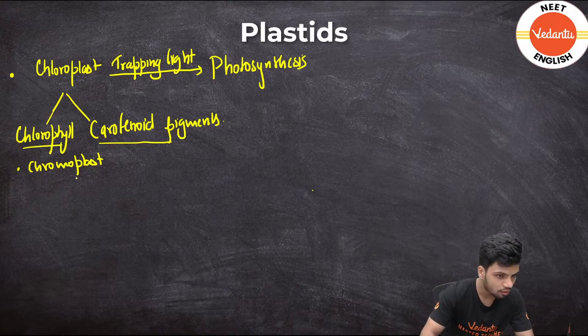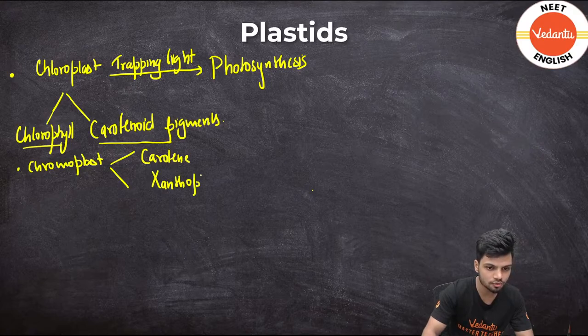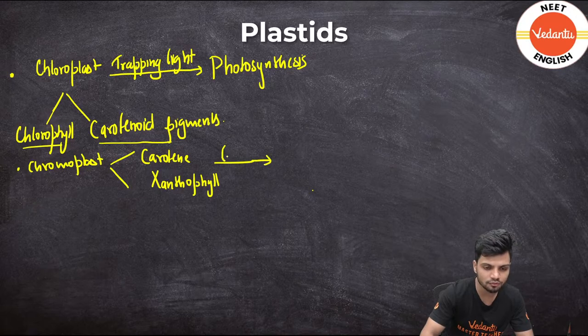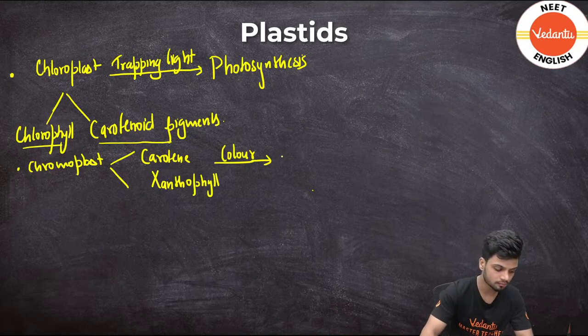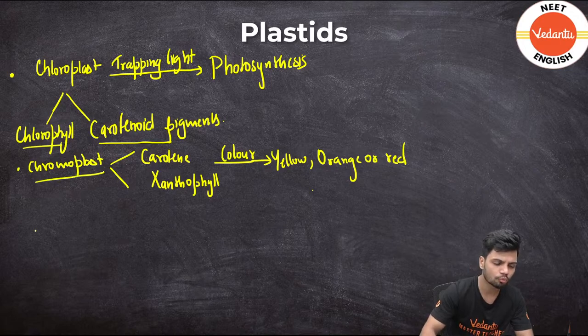Chromoplast is also of two types. One is your carotenes. The other one is your xanthophyll. Now both carotene and xanthophyll provide color. That is, they provide yellow color, and can provide orange or even red in some cases. That is your chromoplast. The last one is your leucoplast.